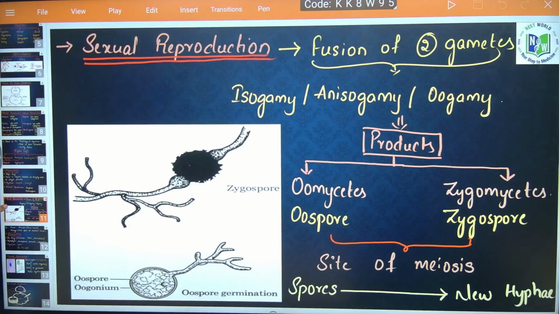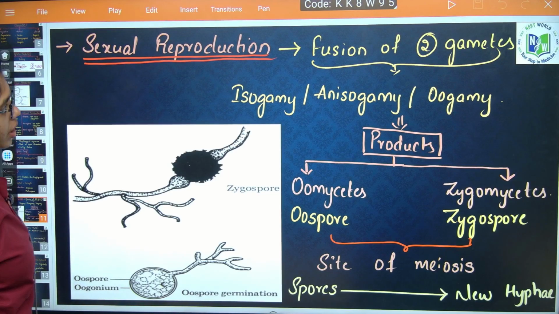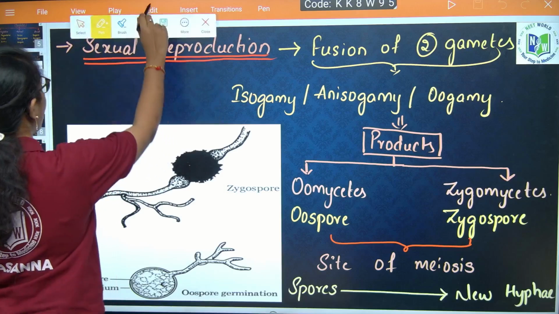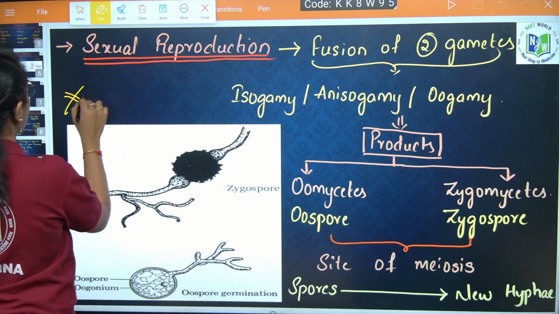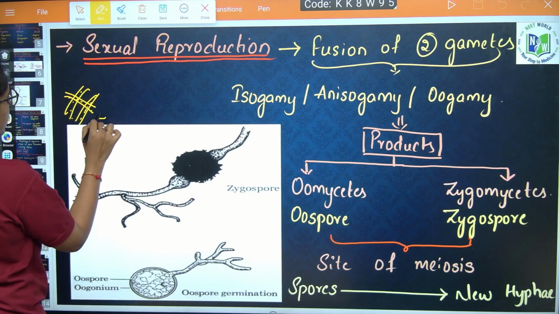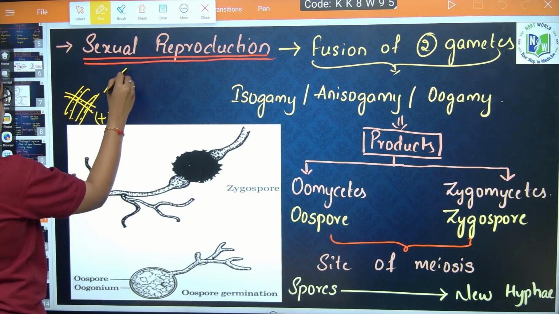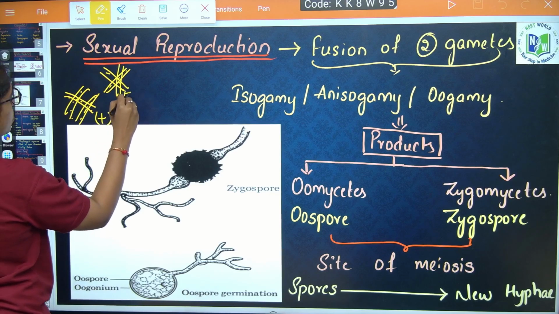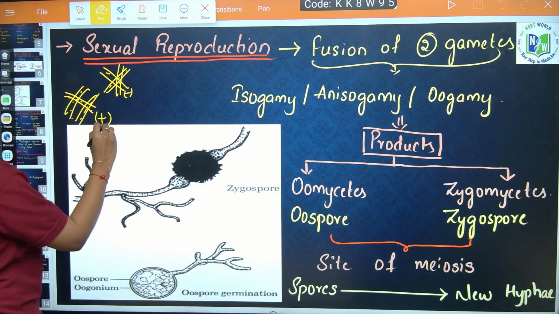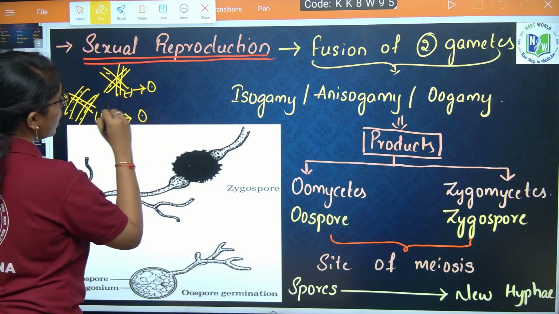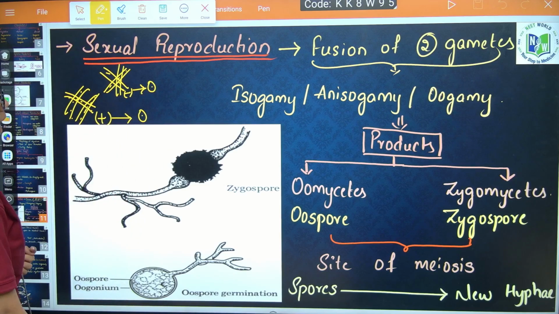if you see sexual reproduction, it is of course by fusion, right? Fusion of two gametes, two mycelia of compatible types. For example, let us take two mycelia of compatible types. Let us take this as plus strain and this as minus strain. Both the plus strain and minus strain will release gametes and these gametes will fuse.